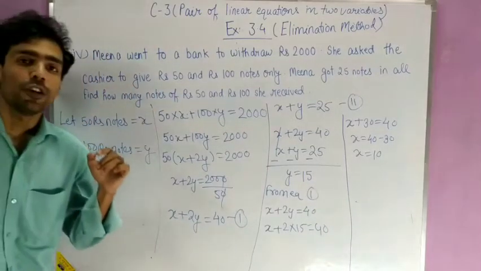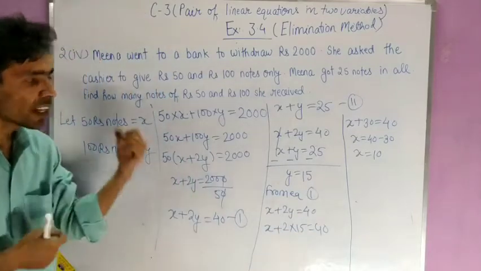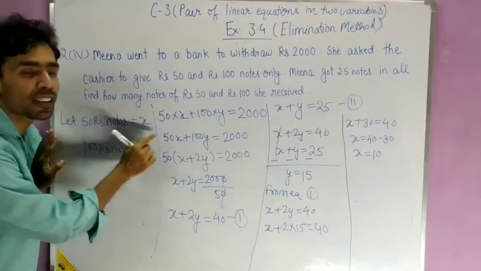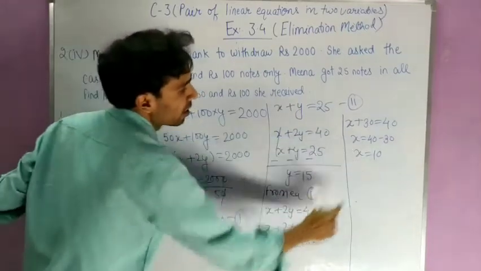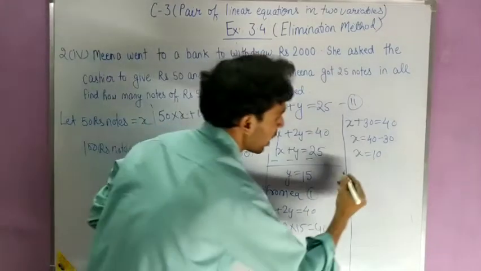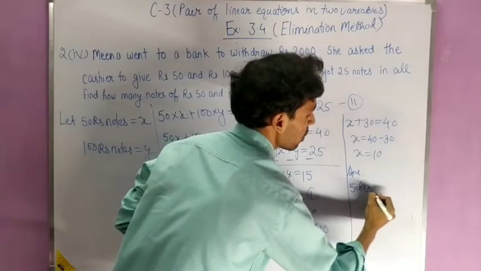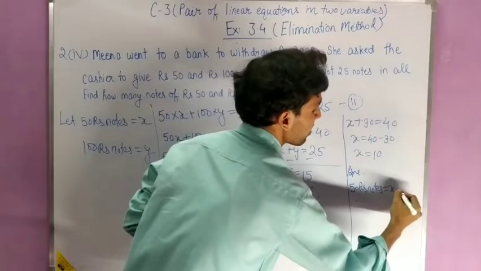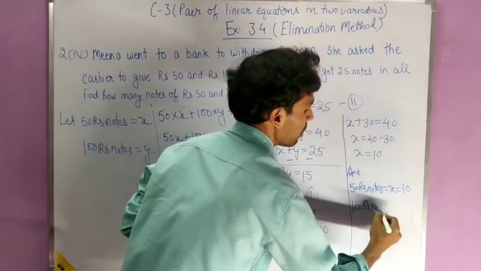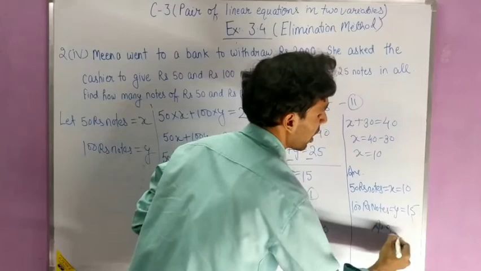Now the value of x we got is 10 and the value of y we got is 15. So see, in the starting part of the solution, I assumed the number of 50 rupees notes was x. So how much did we get? 10. It means that she got 10 notes of 50. So you will write in the answer: 50 rupees notes, which was x, is 10, and 100 rupees notes, which is y, is equal to 15. So this will be your answer.